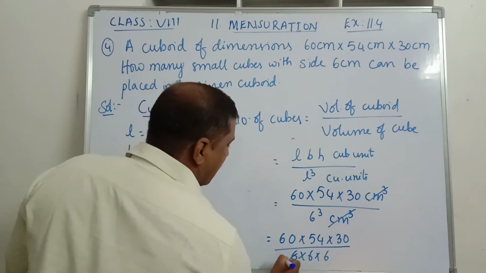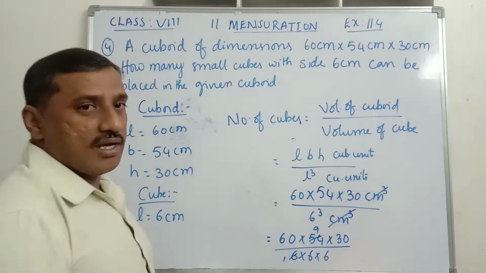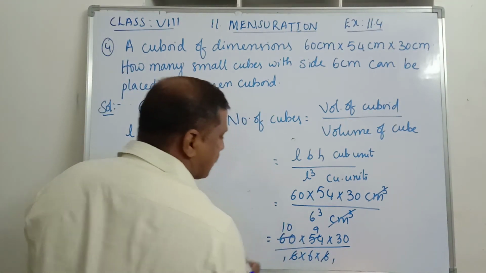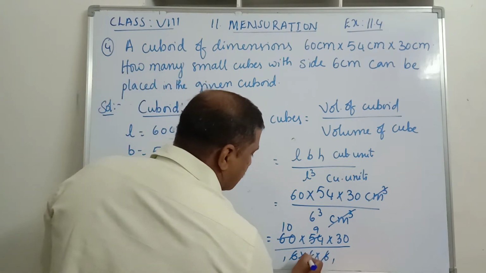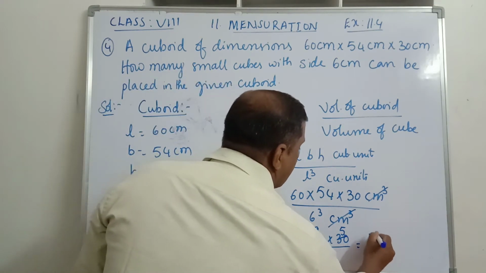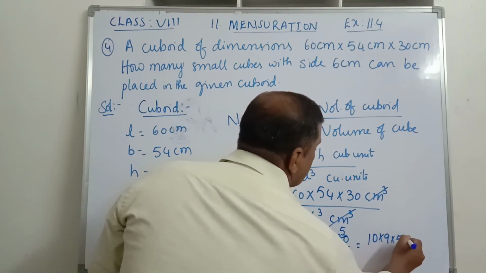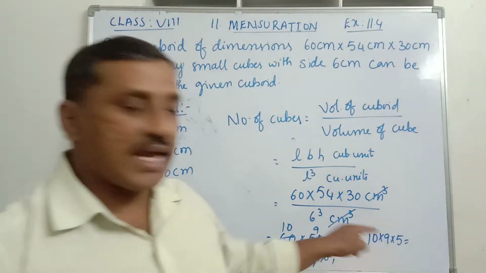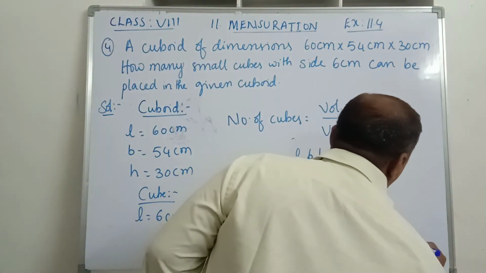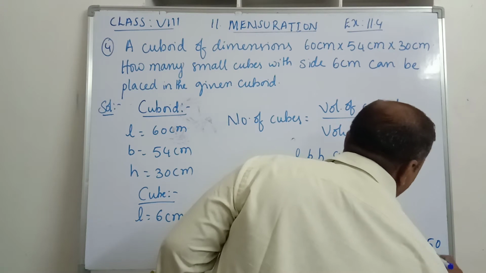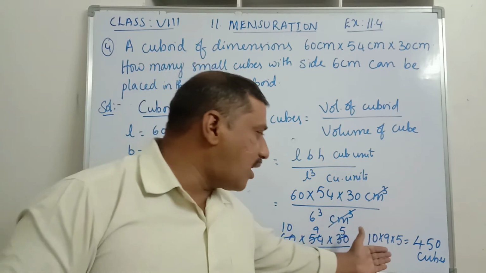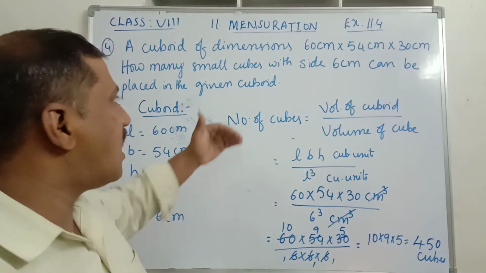Now 6 ones are 6, 6 nines are 54, 6 nines are 54, again 6 ones are 6, 6 tens are 60, 6 tens are 60. Now 6 ones are 6, 6 fives are 30. Now what we have here is 10 into 9 into 5. So how much will we get? 9 into 5, 9 fives are 45, 45 into 10 is 450. 450 cubes can be placed inside the given cuboid. How many cubes can be placed? 450 cubes can be placed inside the given cuboid.